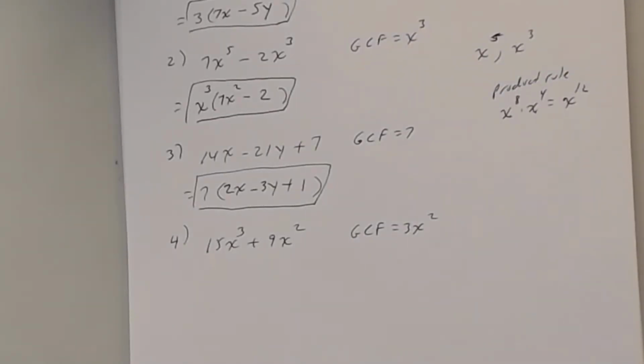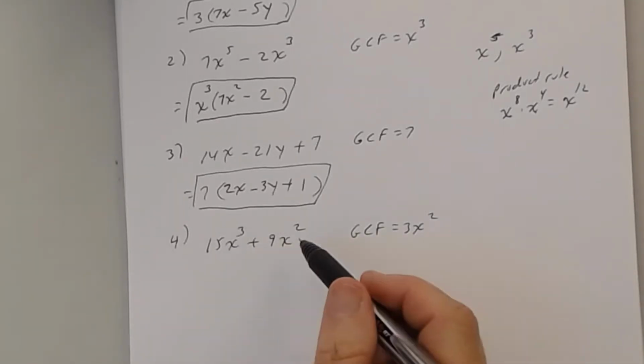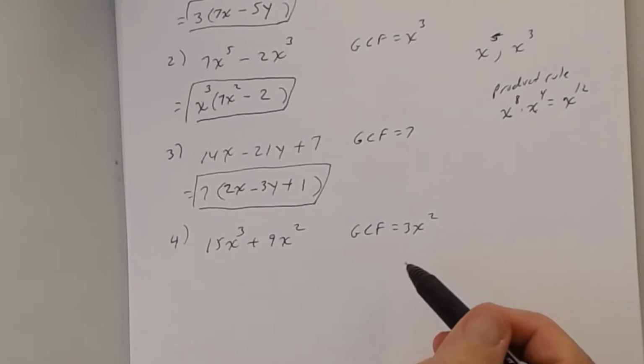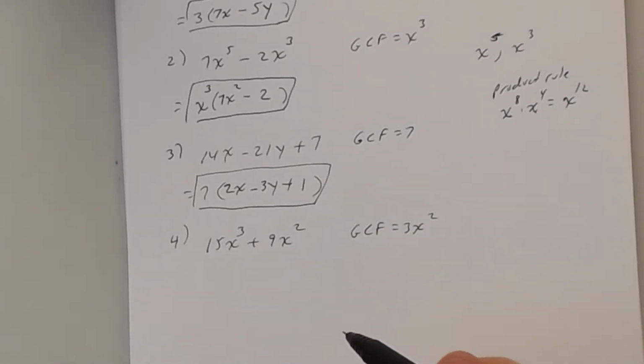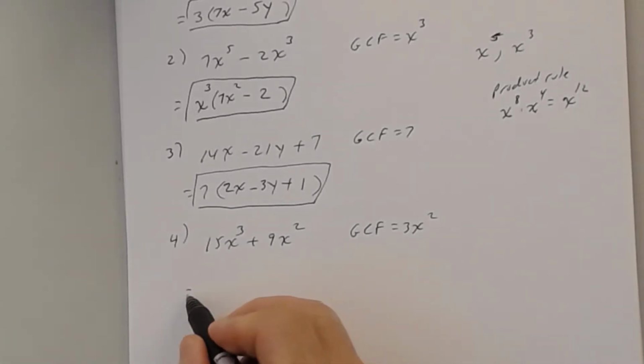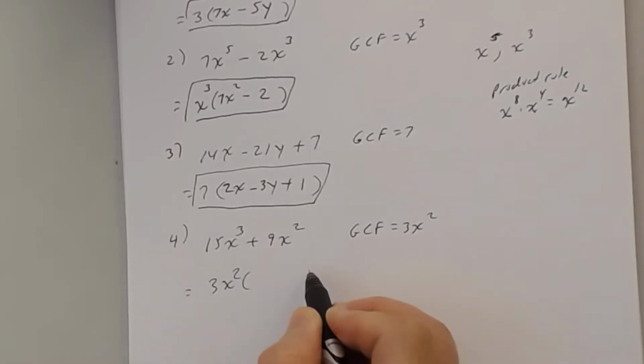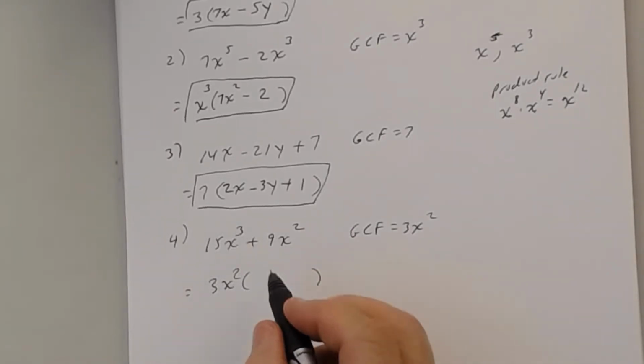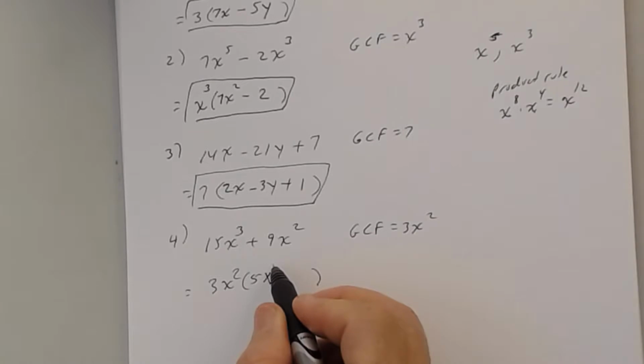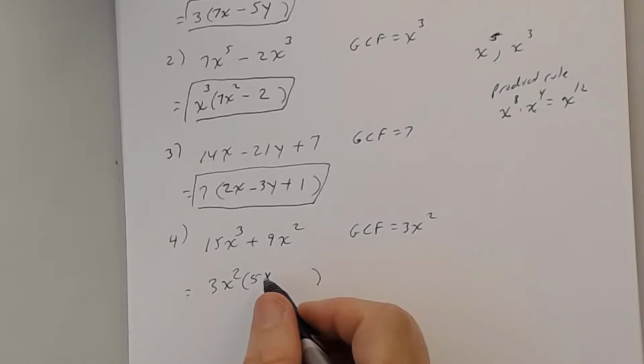Okay, so in terms of the variables, take the one with the smallest exponent. Because x squared goes in x squared, and x squared goes in x cubed. But x cubed does not go into x squared, so that's why you can't use x cubed. There's not enough factors of x for x cubed to go into x squared. So then you're going to say 3x squared times what? 3x squared times what is 15x cubed? 5x cubed. Let's see. What's x squared times x cubed? Yeah, so it's just 5x, right?